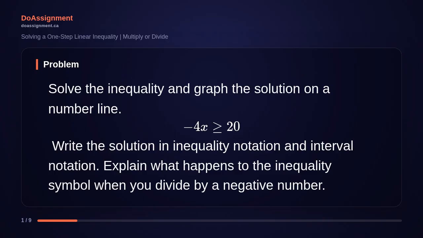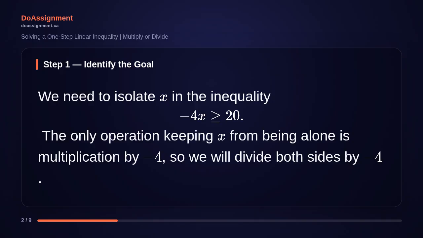Explain what happens to the inequality symbol when you divide by a negative number. Now let us work through the solution step by step. Our goal is to get x by itself. The inequality is negative 4x is greater than or equal to 20. To isolate x, we divide both sides by negative 4.